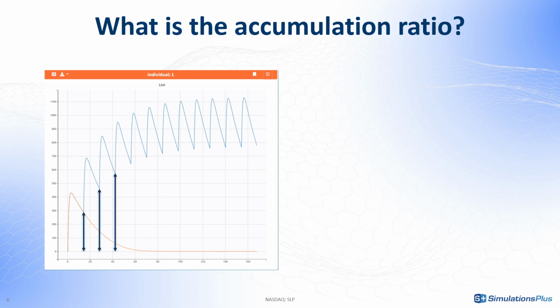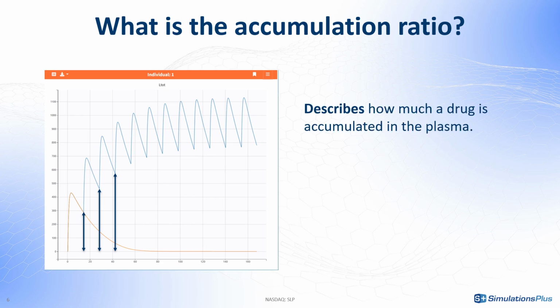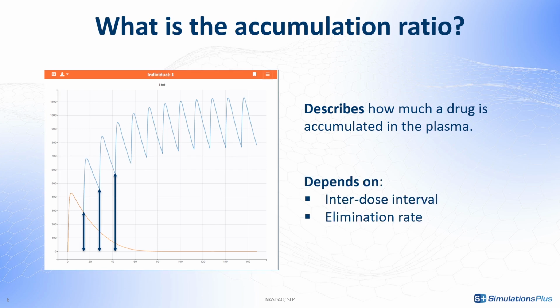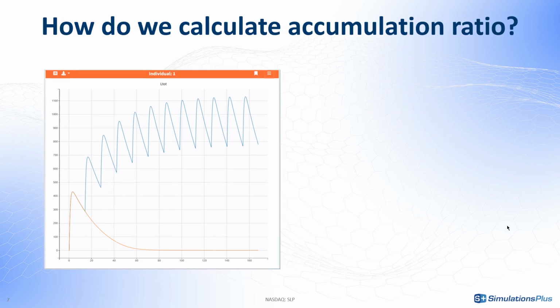When a drug is not completely eliminated before the next dose, the accumulation ratio describes how much it is accumulated in the plasma, and it depends on the dosing interval and on the rate of elimination of a drug. So how do we calculate accumulation ratio?